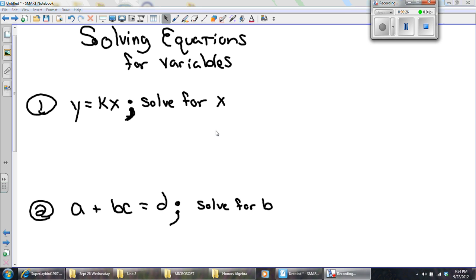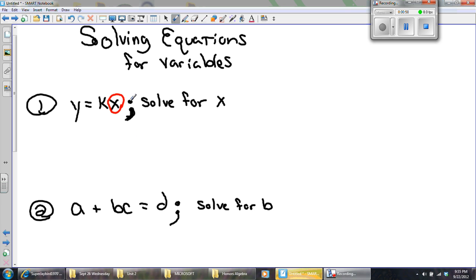All right, today we are going to be, or tomorrow actually, you'll be solving equations for variables. Your book calls it solving literal equations. Now, one thing I like to do, especially when I'm new at this, is I look at problem number 1 and I see y equals kx, and it tells me to solve for x. We know y and k and x are really numbers. Yeah, I know they're all variables, but they're numbers. We don't know what numbers they are.